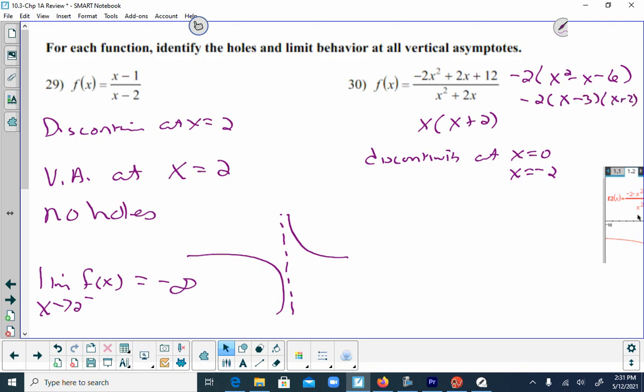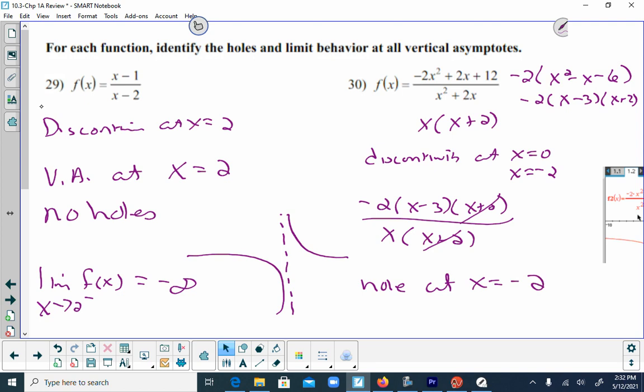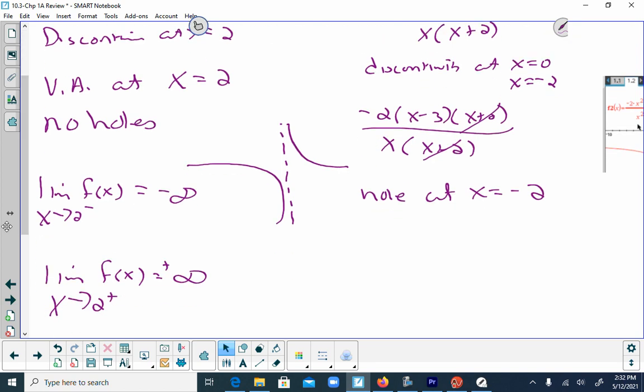So I can rewrite this as negative 2 times x minus 3, x plus 2, and that's over my denominator, which is x times x plus 2. These simplify, which means I'm going to have a hole at x is equal to negative 2, which means there's a removable discontinuity. My non-removable discontinuity is going to be when x is equal to 0. So I'm going to have a vertical asymptote at x is equal to 0.